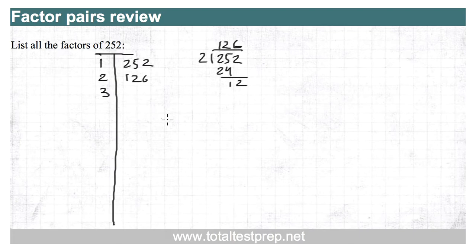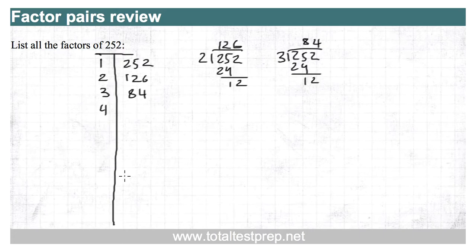Does 3 go into 252? Again, we'll have to do long division. So 3 into 252. 3 goes into 25 8 times. This is 24, 12, 84. So 3 times 84 gives us 252. So notice I'm just going 1, 2, 3. I'm just checking the integers and going up as I go along.